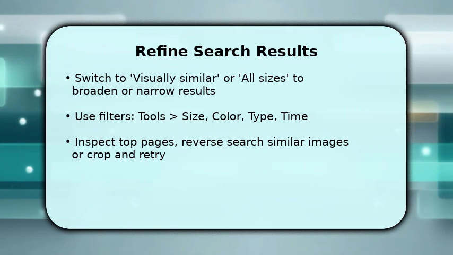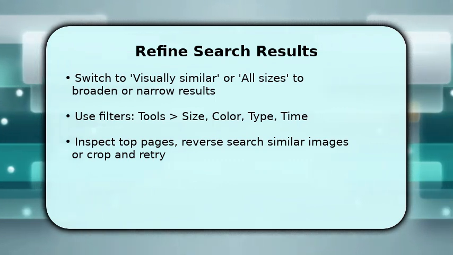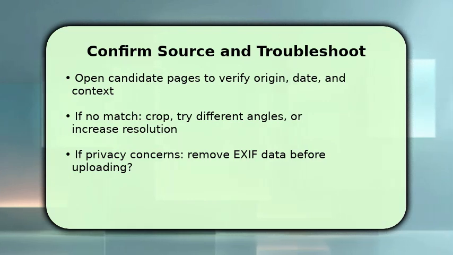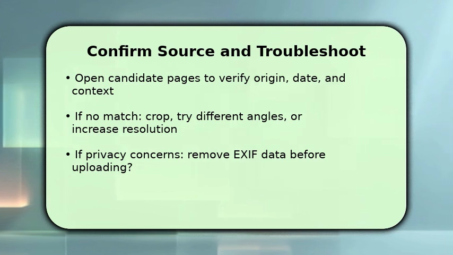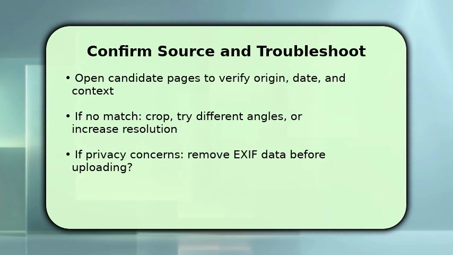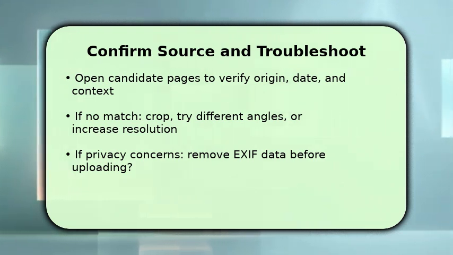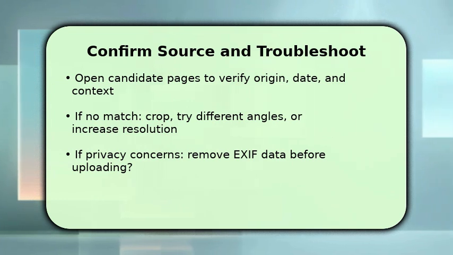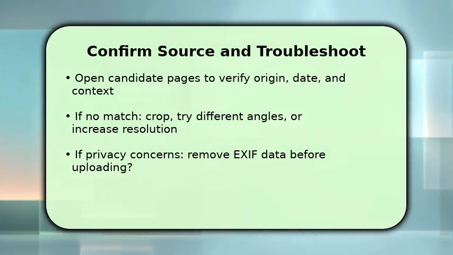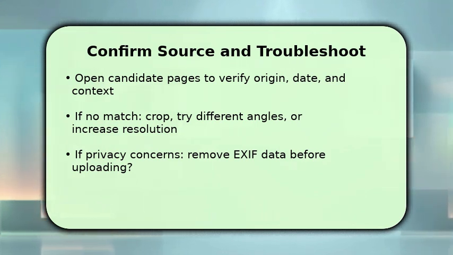for verification. Finally, you confirm the source by opening promising pages and checking context, captions, and timestamps. This helps verify authenticity. If results are poor, crop to the subject, try a different angle, or upload a higher resolution version and repeat. Small changes often trigger better matches. If you encounter privacy issues or misleading matches, remove EXIF metadata before uploading and retry. One key tip: when nothing matches, broaden filters first, then use alternative engines.